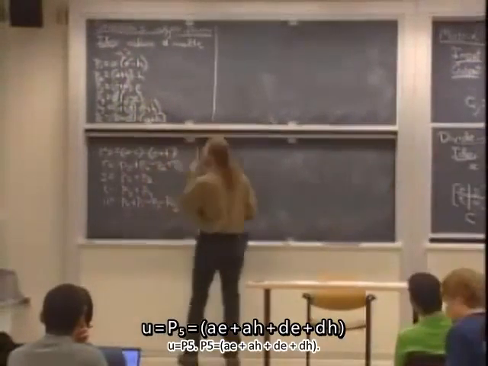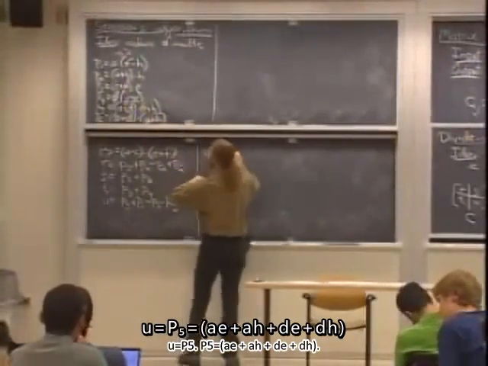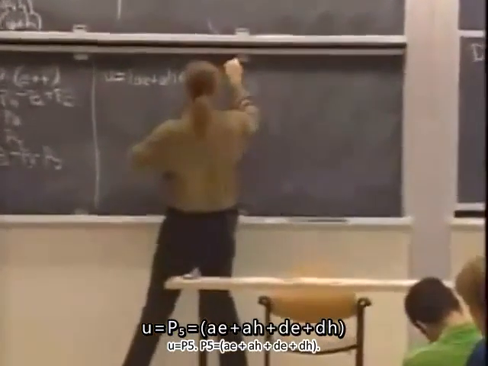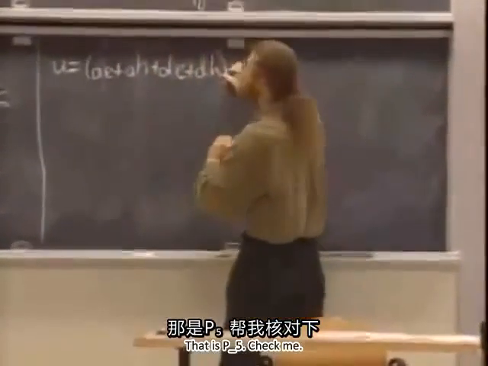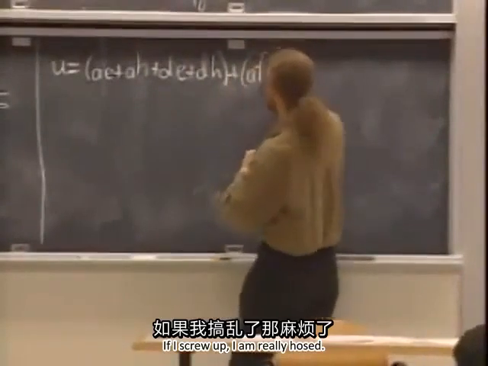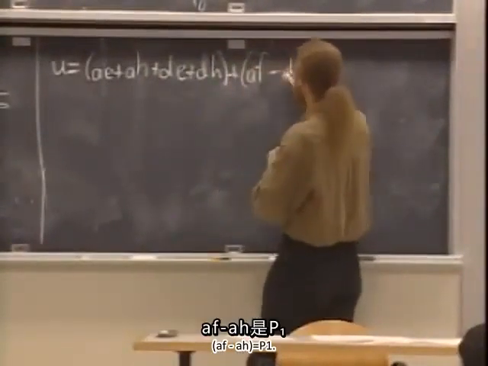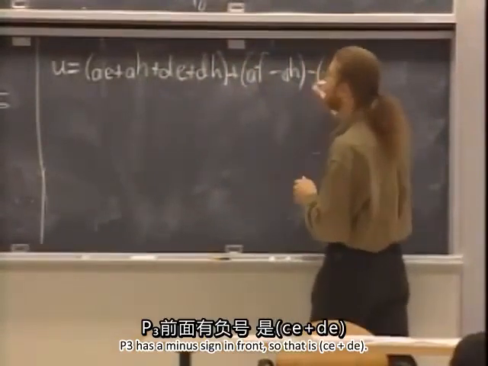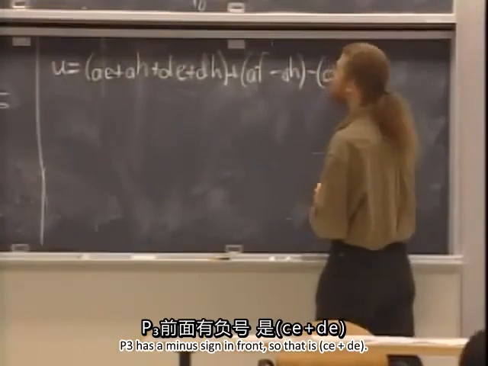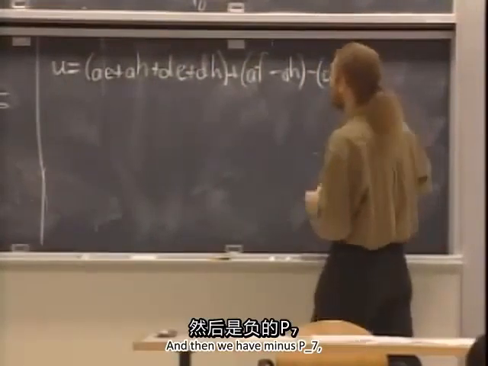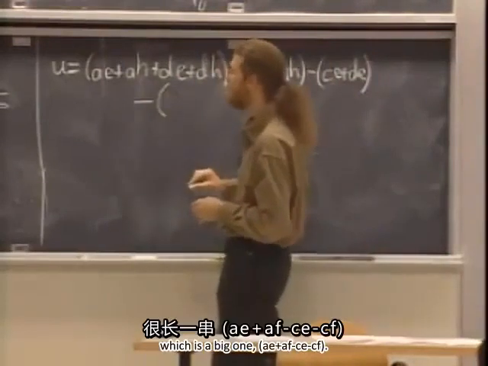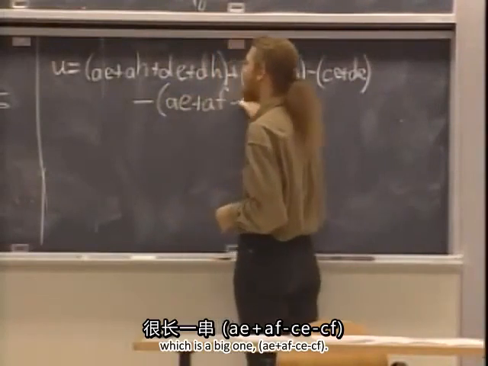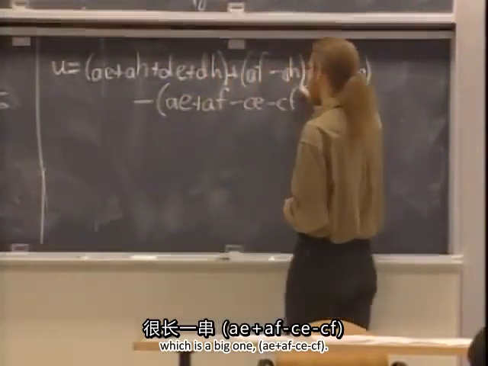U. U is P5 minus P7 and so on. P5 is A times E plus A times H plus D times E plus D times H. That's P5. Check me. If I screw up, I'm really hosed. So AF minus AH is P1. P3 has a minus sign in front. So that's C times E plus D times E. And then we have minus P7, which is a big one. A times E plus A times F minus C times E minus C times F.